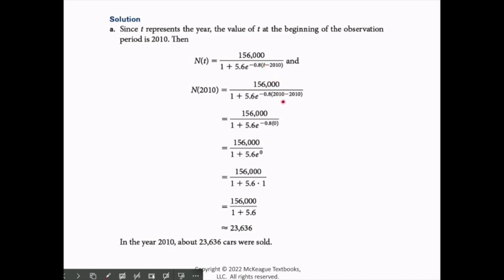Because this is our initial value, that means the difference here is going to be 0. That means 0 time has passed since this is our initial value. So this is going to be 0. If we keep carrying everything else down, then that will give us e to the 0, which is 1. Keep carrying stuff down. And then we end up getting 156,000 over 1 plus 5.6. And when we evaluate that, we get approximately 23,636 cars that are sold.